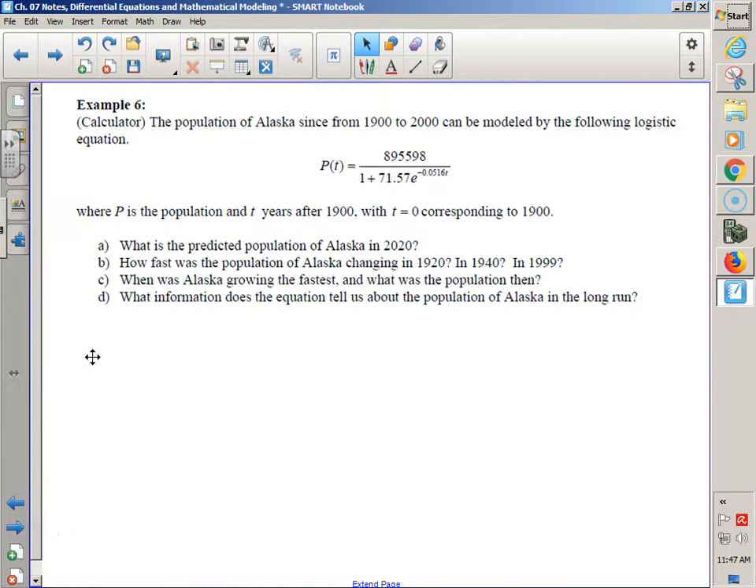Here we go. Packet. I didn't want you guys to waste time writing stuff down. Here we go. The population of Alaska, since 1990, modeled by the following logistic equation. Interesting. Where P is the population, T is T years after 1900. What is the predicted population of Alaska in 2020? We might not go to our calculators for everything. Is that okay? We're just making sure we can do it. So write down an expression that would solve for what A is asking.